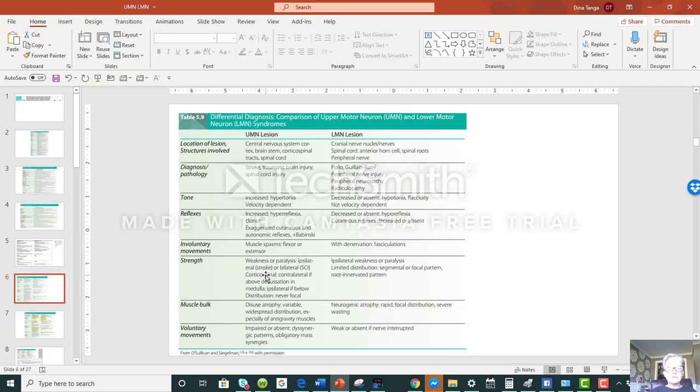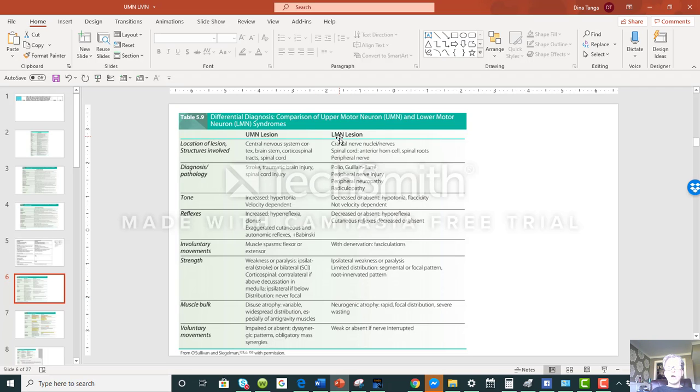So it's contralateral if it's above the medulla. It's ipsilateral if it's below. So same side if it's below. Contralateral if it's above. So, contralateral above, ipsilateral below. The distribution is never focal. It's never centralized. It's never like one spot.